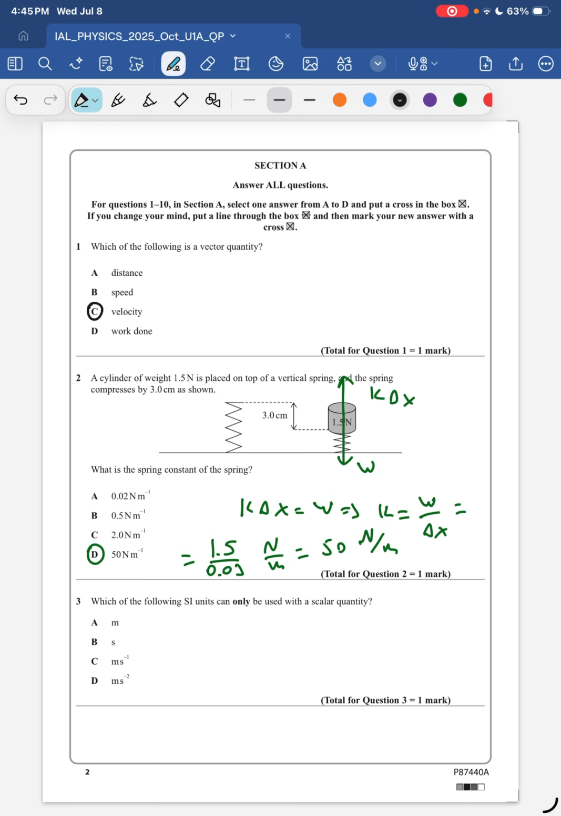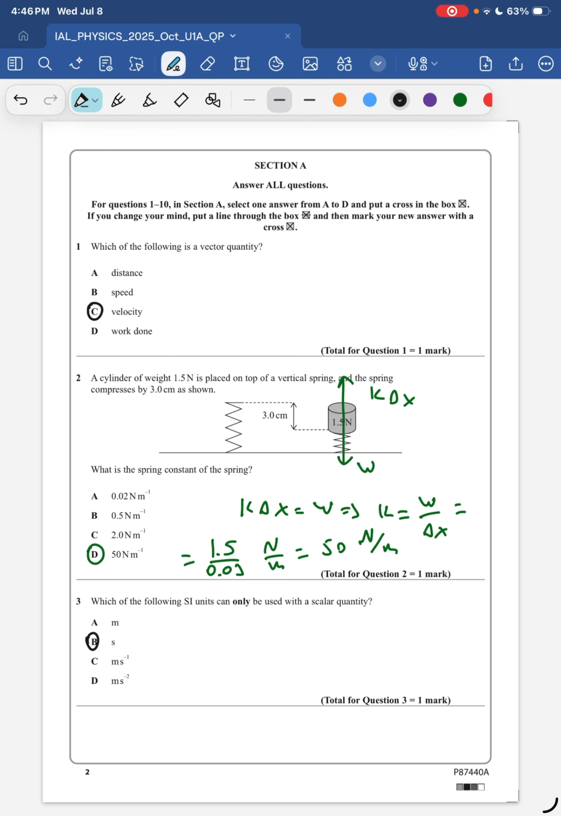Which of the following SI units can only be used with a scalar quantity? Okay, meters can actually be used with a vector quantity, which is called displacement. Displacement has both a magnitude and a direction, the direction of the displacement of an object. So even though it's tempting, A is not the correct answer, and then C and D are definitely not correct because velocity and acceleration do have direction. So B is the right answer.